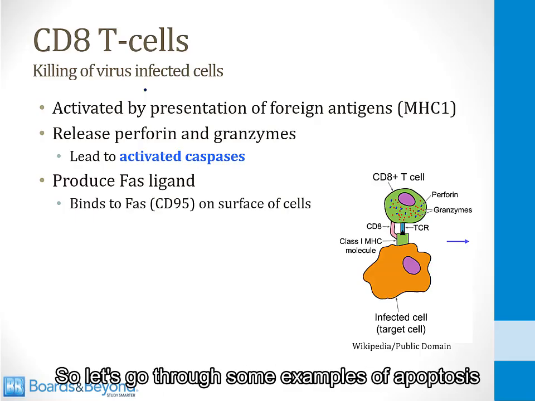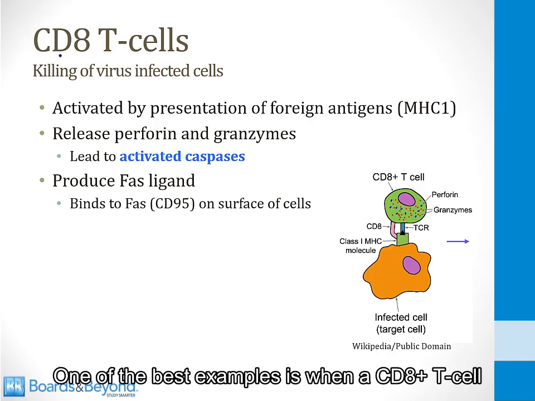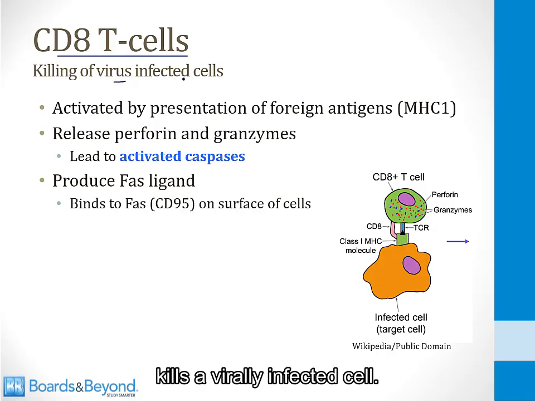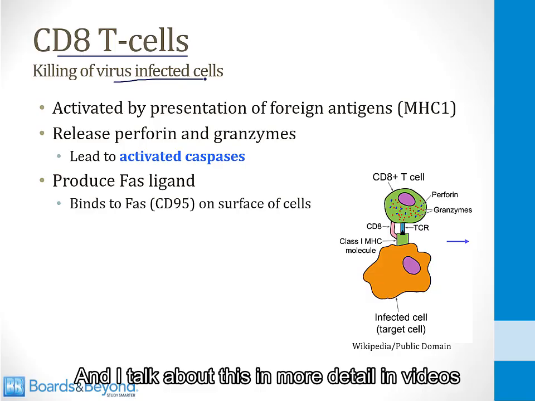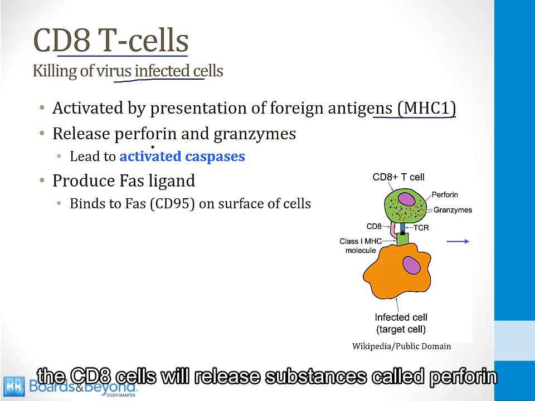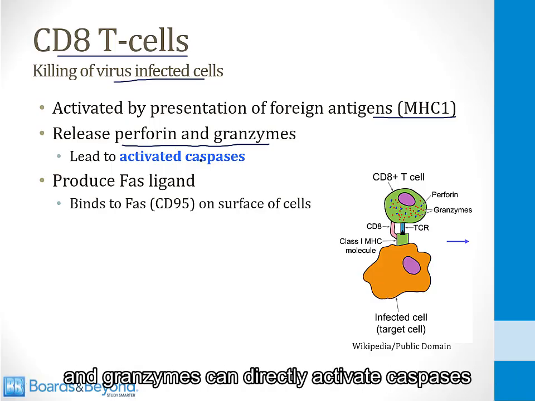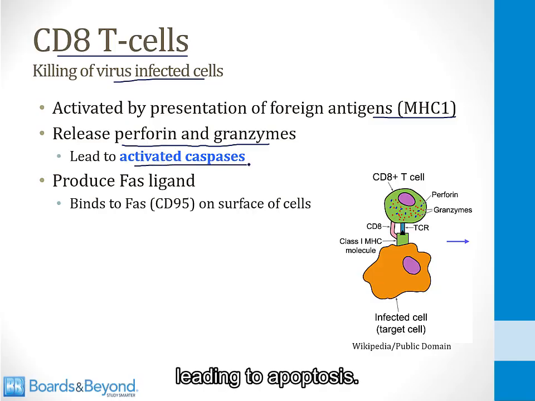So let's go through some examples of apoptosis via the extrinsic pathway. One of the best examples is when a CD8 positive T cell kills a virally infected cell, and I talk about this in more detail in videos in the immunology section. When a cell is infected with a virus, that cell can present viral antigens on the cell surface via MHC class 1. MHC class 1 can bind to CD8 T cells, and when this happens, the CD8 cells will release substances called perforin and granzymes into the virally infected cell. One of the first things that can happen is these perforins and granzymes can directly activate caspases, leading to apoptosis.